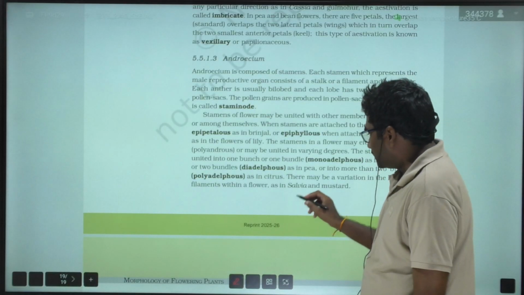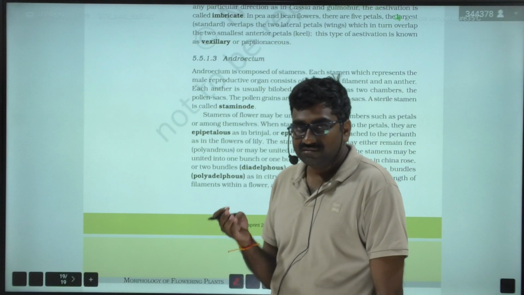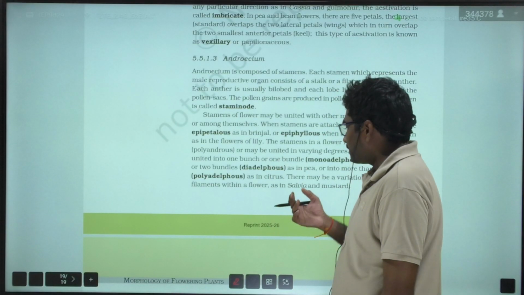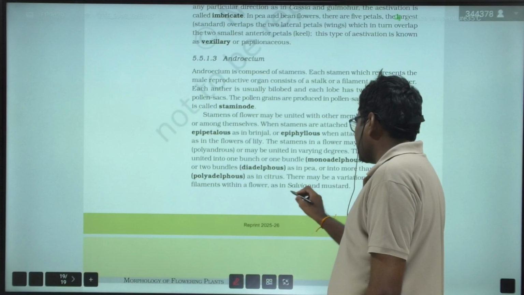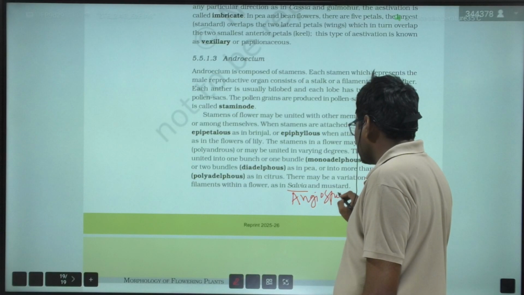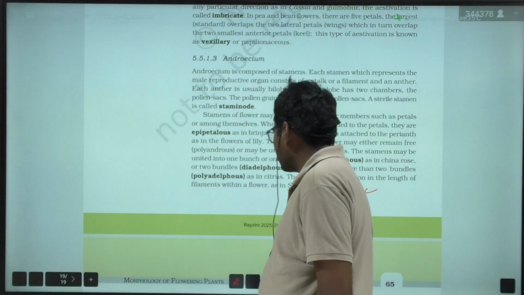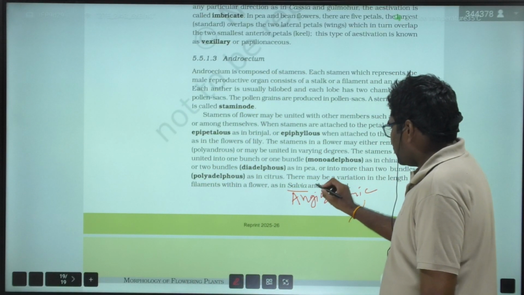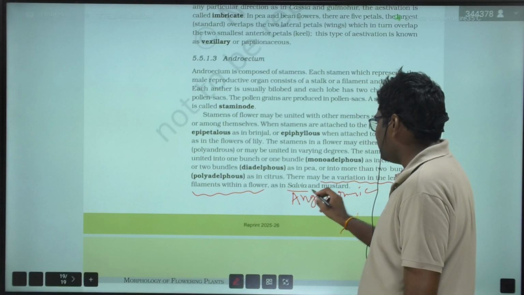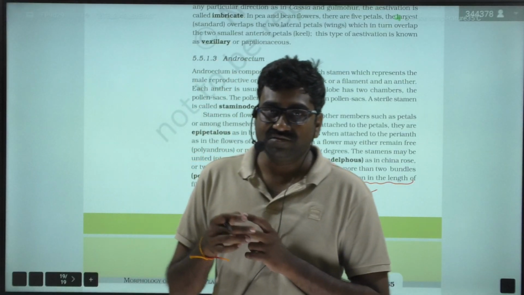Examples. In one column, pteridophytes, gymnosperms, angiosperms, and bryophytes are given, and in another column examples are given. Salvia is an angiospermic plant, whereas Salvinia is a pteridophytic plant. There may be a variation in the length of filaments within a flower, as in salvia and mustard.